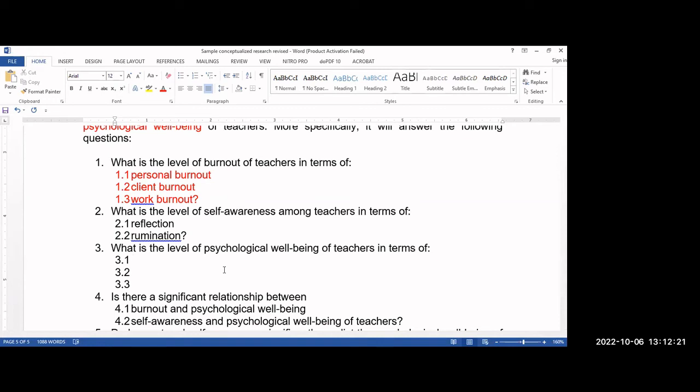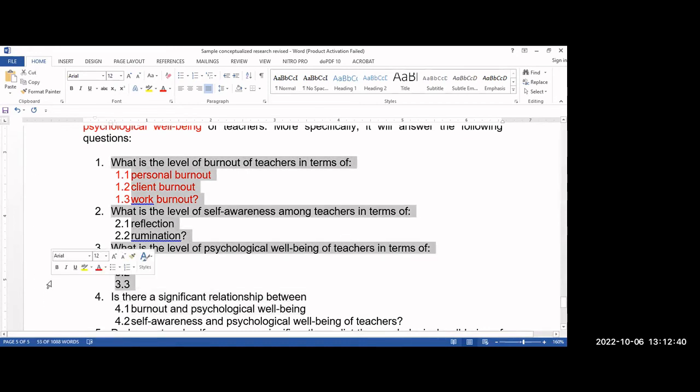So you can go directly, what is the level of psychological well-being of teachers? Question mark. So you don't need to place in terms of 3.1, 3.2. You don't need to do that if the questionnaire does not have any dimension. Okay? So these number 1, 2, 3 questions, these are descriptive questions. Anything that starts with what is a descriptive question.